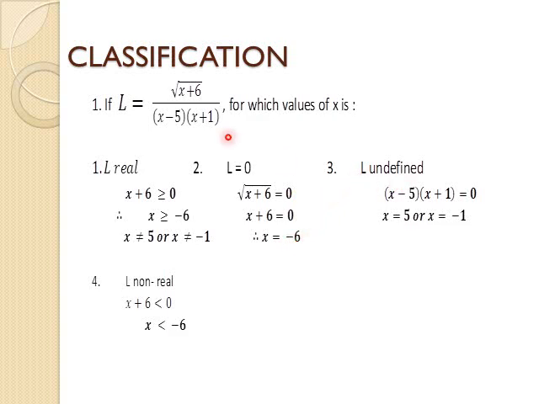For L to be undefined, the bottom must be 0. So x minus 5 times x plus 1 equals 0. According to the zero factor law, if I take minus 5 over, x equals 5. If I take plus 1 over, x equals minus 1. For it to be non-real, remember the square root must be negative, so we say x plus 6 less than 0. All values less than 0, minus 1, minus 2, etc. So therefore I say less than 0. Take positive 6 over, it gives me x less than negative 6.